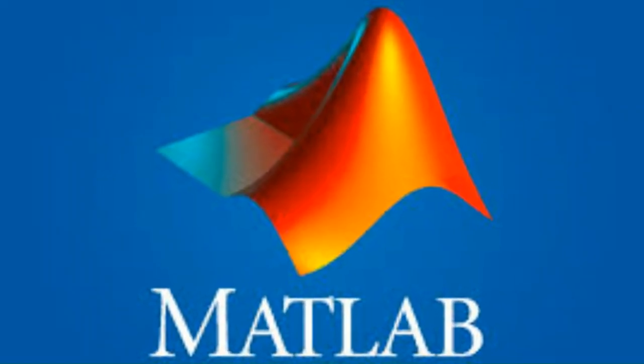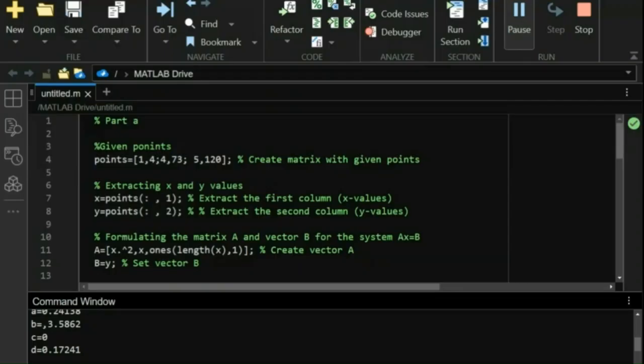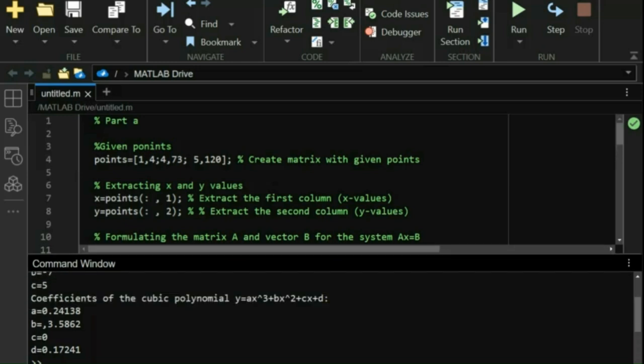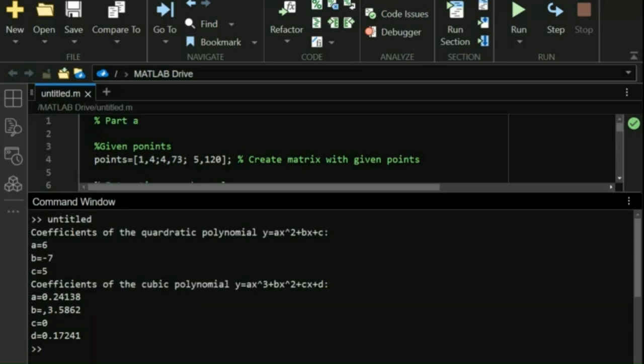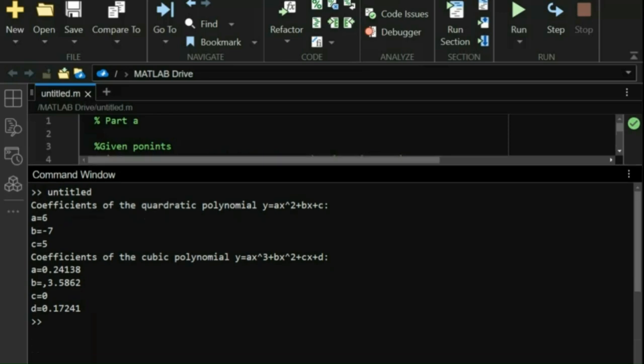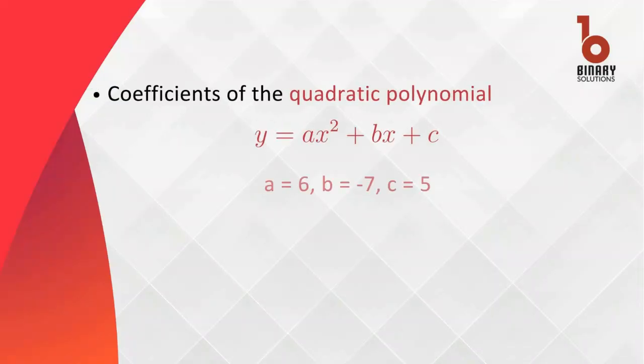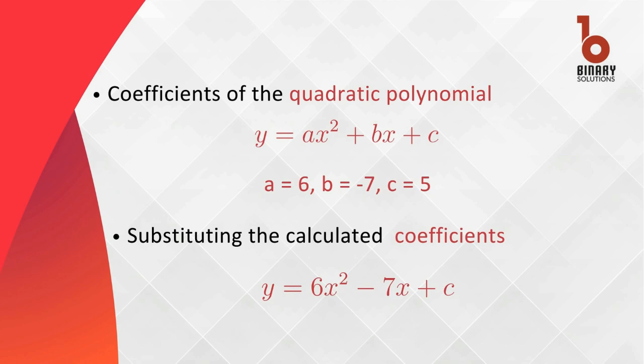By using MATLAB, we were able to find the coefficients for these polynomials, and with those coefficients, we can predict future values or understand the relationship between our variables more clearly. This practical application of curve fitting helps demonstrate its power in real-world scenarios. Finally, we have the coefficient values filling the quadratic equation and the cubic polynomial.